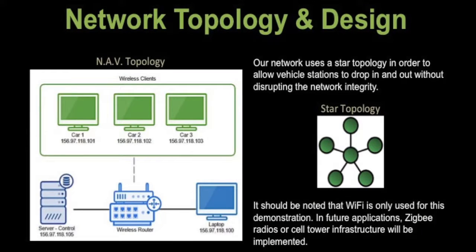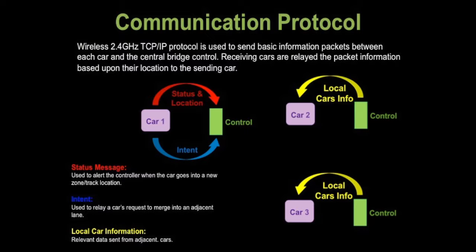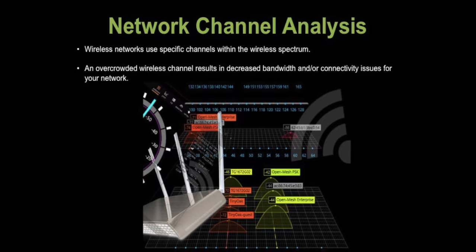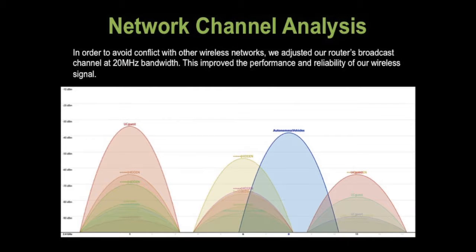Our network uses a star topology which allows vehicle hosts to enter and leave the network without disrupting the network integrity. A central control server interprets and forwards incoming data to the appropriate cars given the data information and car's registered location. Given our scale, our prototype uses 2.4 GHz wireless technology and TCP/IP as baseline network protocol. To minimize interference from other wireless networks, we monitor channel utilization using a wireless analyzer called Wi-Fi Analyzer.